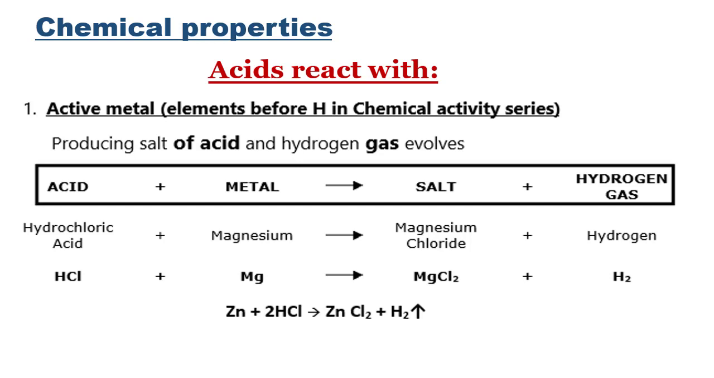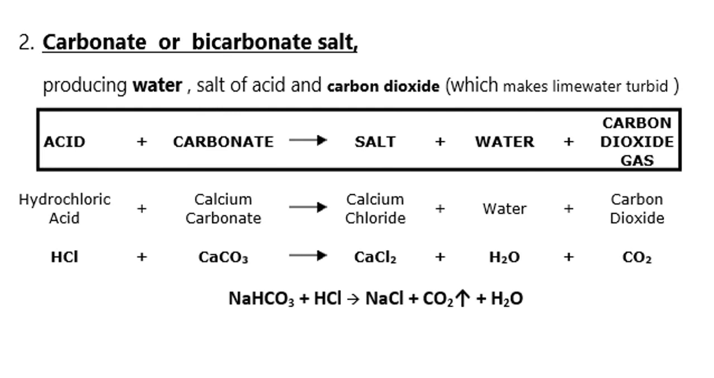Number 2, acids can react with carbonate or bicarbonate, producing water and a salt of the acid and carbon dioxide. So we can say acid plus carbonate gives salt plus water plus carbon dioxide.